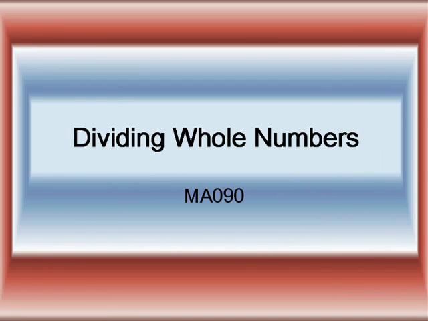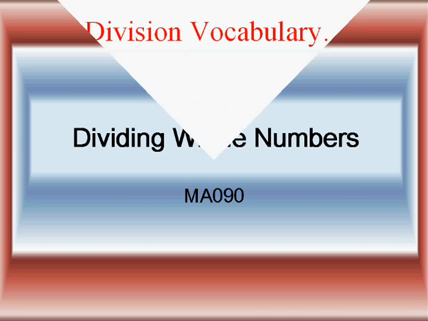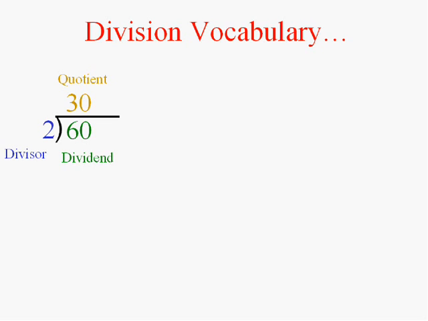Let's talk about the important concepts involved in dividing whole numbers. First of all, we're going to be using some fancy words, so we better go over them. The vocabulary involved here: when we have a division problem such as 60 divided by 2 equals 30, the 60 is called the dividend. He's the guy getting divided. Now the guy doing the dividing, shouldn't surprise you, is the divisor, and the answer is the quotient.